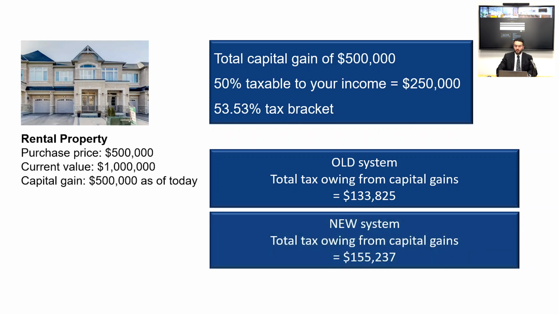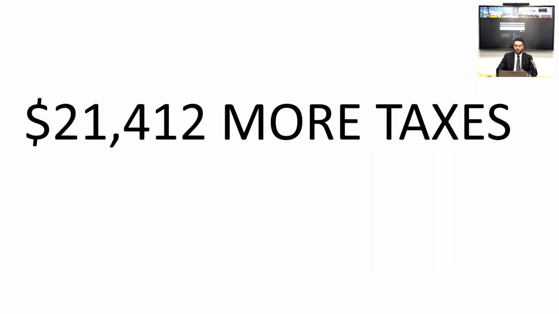So under the new system, factoring in that additional 66% on everything over and above $250,000, the new tax is going to be $155,237. So there's a difference of $21,412 more in taxes because of these new rules.